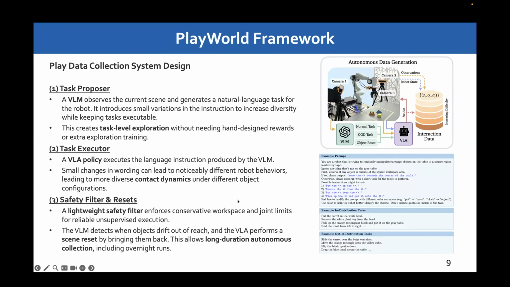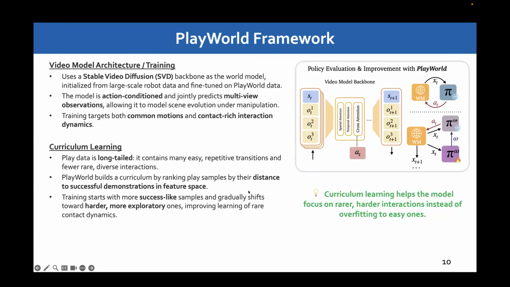So this is quite a simple design, but I think it's quite useful to generate diverse data, which we will show in the results. And the next part is, once we have this data generation system, how do we actually learn dynamics and also world models using this data? So here they have the architecture and the training method for the video model. And I think in the paper, they don't really do any specific architectural changes or anything. So they mostly relied on prior work where they use a stable video diffusion as the backbone for the world model. And this is initialized from a large scale robot data and then fine tuned on the PlayWorld data.